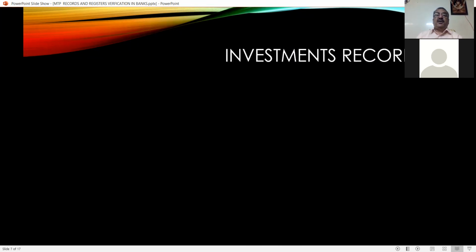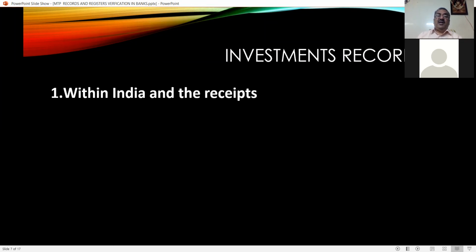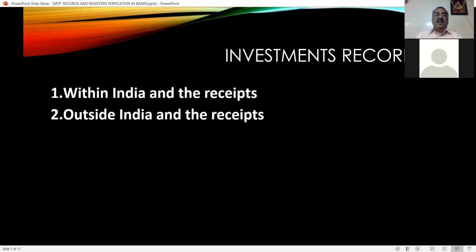And now investment record. Whether you made the investment within India and what is the deposit receipt and where is the deposit? The register is for the investment and the receipt is a record. If you made the deposit outside India, that has to be clearly mentioned in the record. The receipt you have to see.